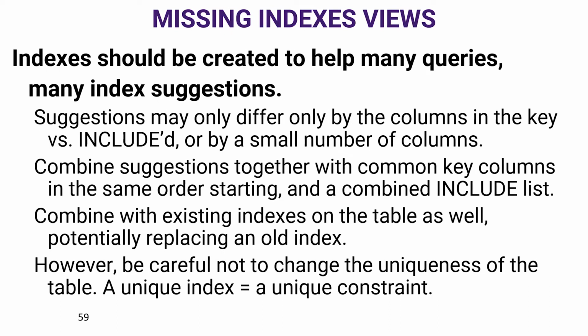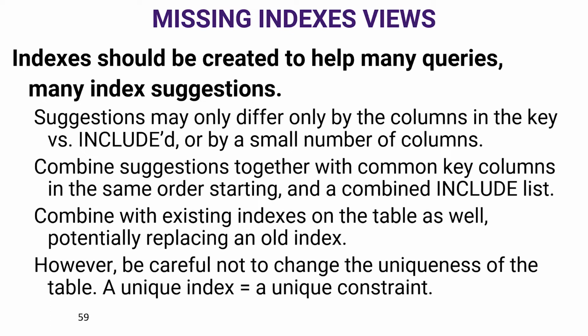Indexes should be created to help many queries at a time with many suggestions. So what I'm getting at here is that you don't create an index just for one query. It better be one damn important query for a damn important person for a single query to get its own index. Often you want to look at missing indexes views to see if there's any other passively collected index recommendations that either overlap or can be combined with that one super important index, right?